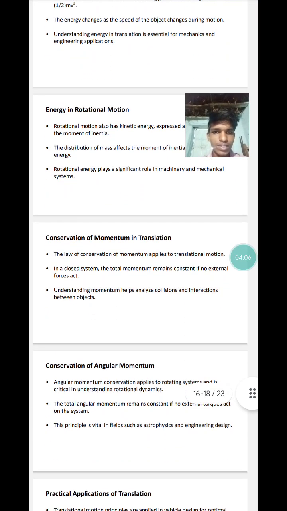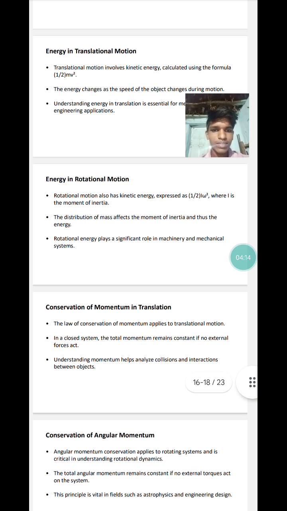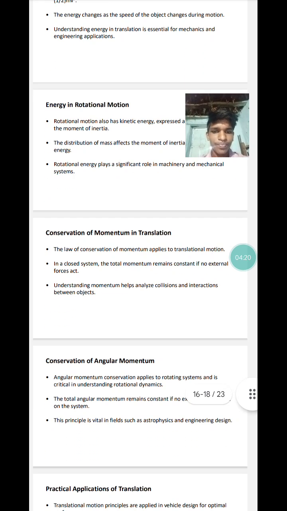Energy of rotational motion. Rotational kinetic energy is expressed as 1/2 Iω², where I is the moment of inertia. The distribution of mass affects the moment of inertia, and thus the energy. Rotational energy plays a significant role in machinery and mechanical systems.